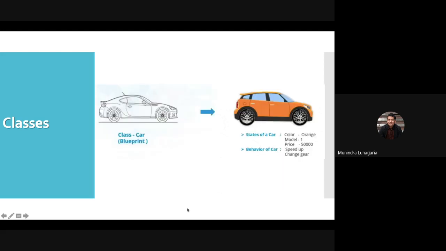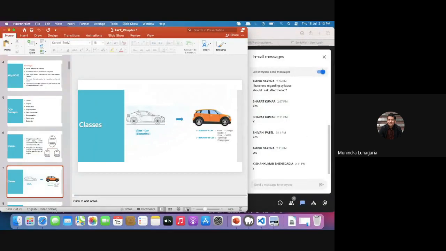Take a look at this example. First of all, you can consider class Car. It's a blueprint. Now, what exactly are the states of the car? I mean, the color, model, price, and what exactly is the behavior of the car, like speed up and change gear. Are you able to understand this? What does it mean by the class? And what are the class members?